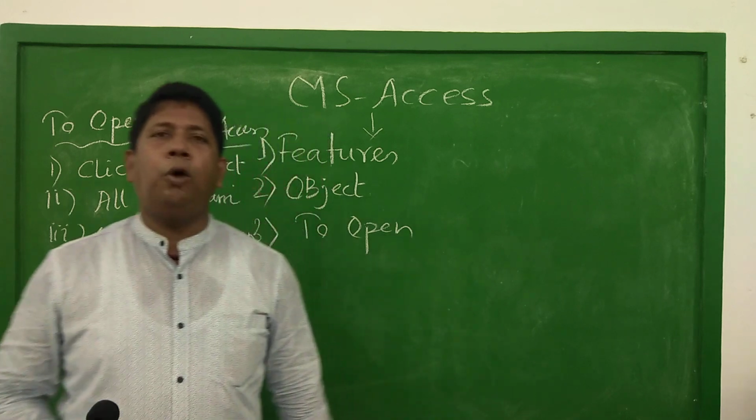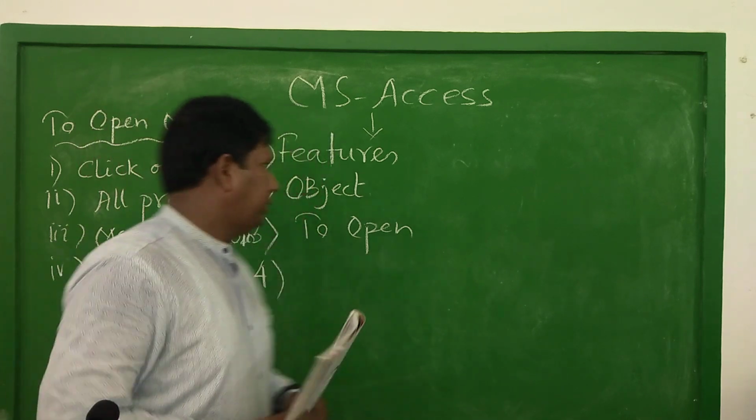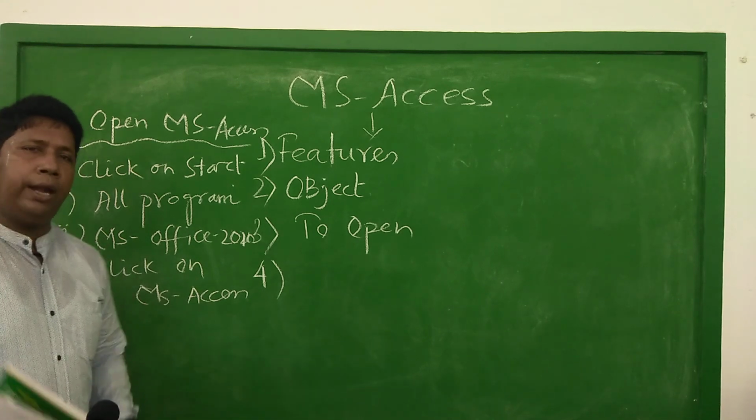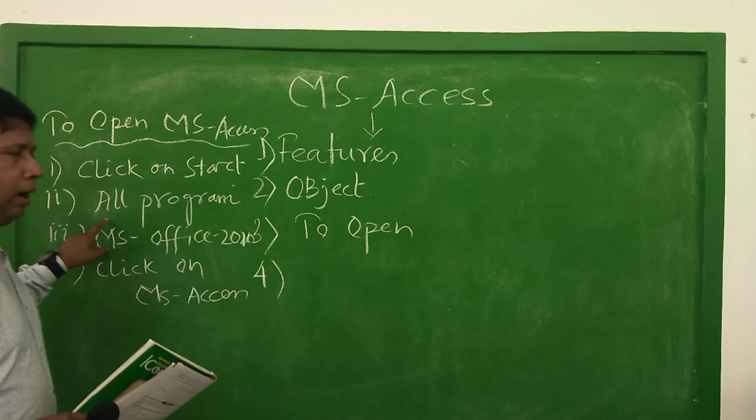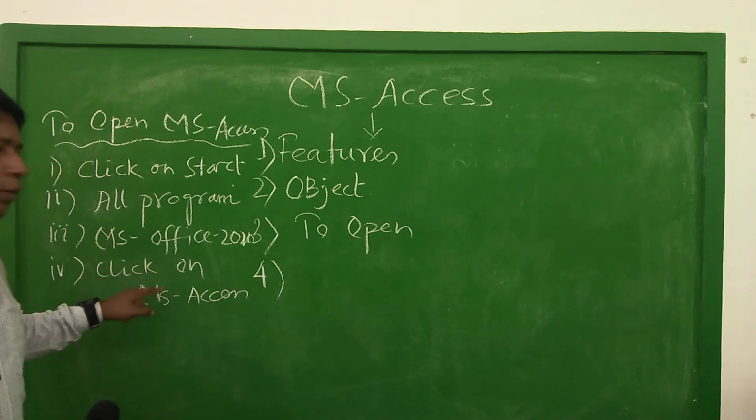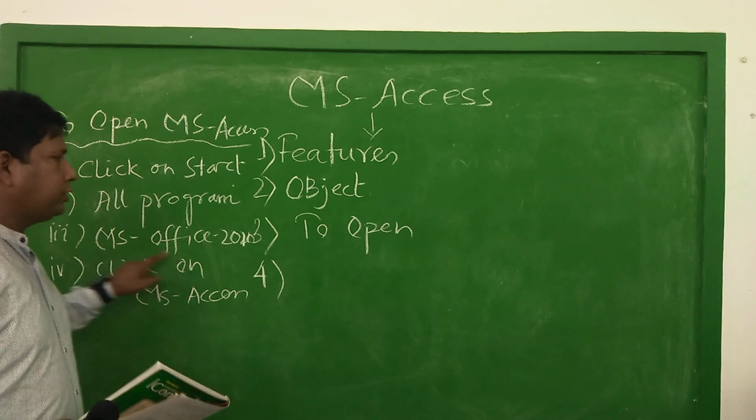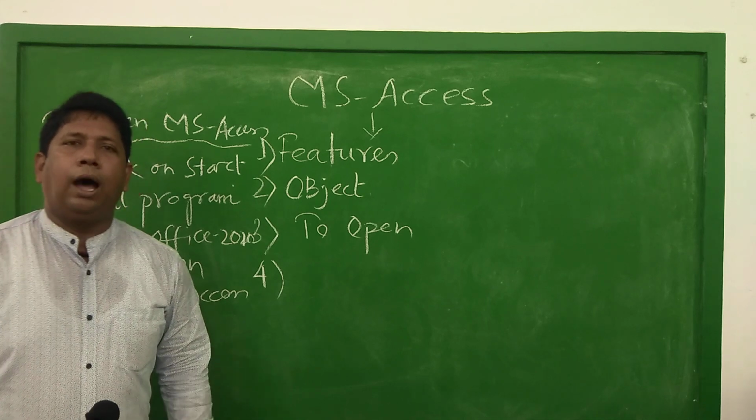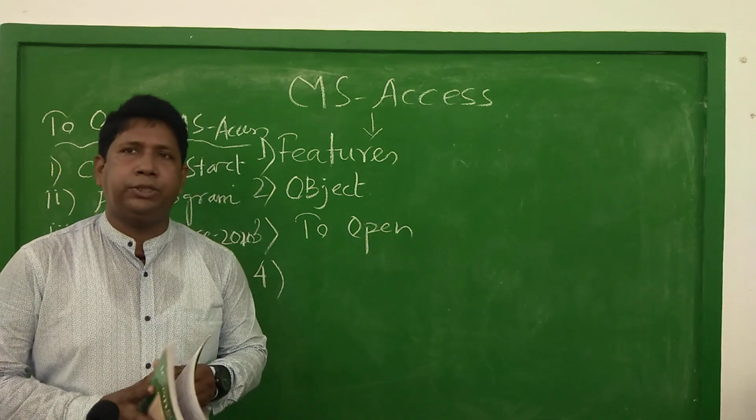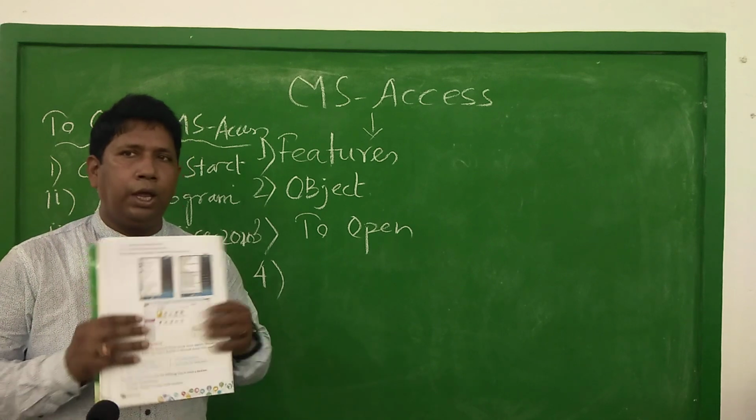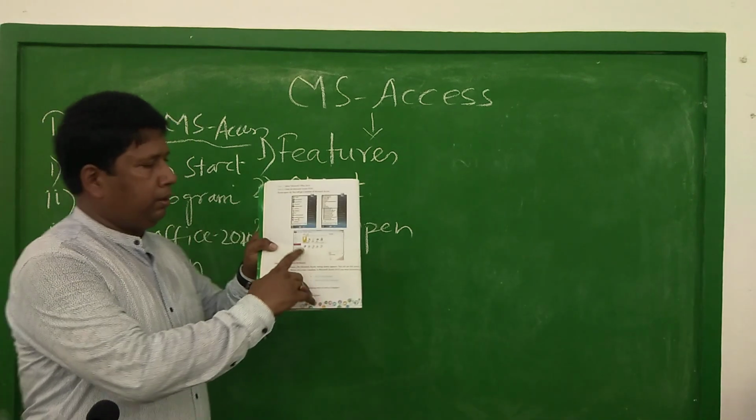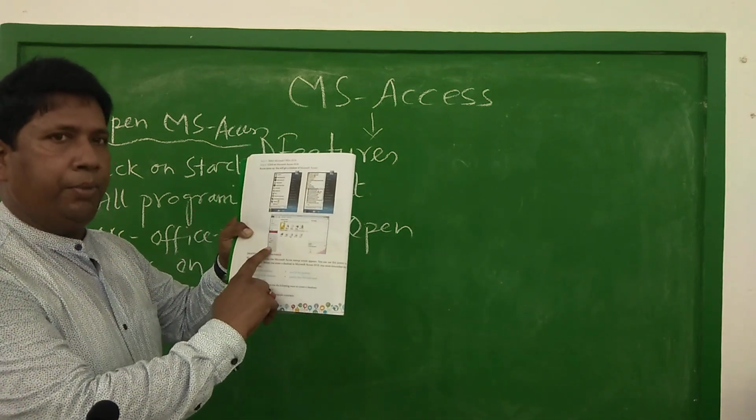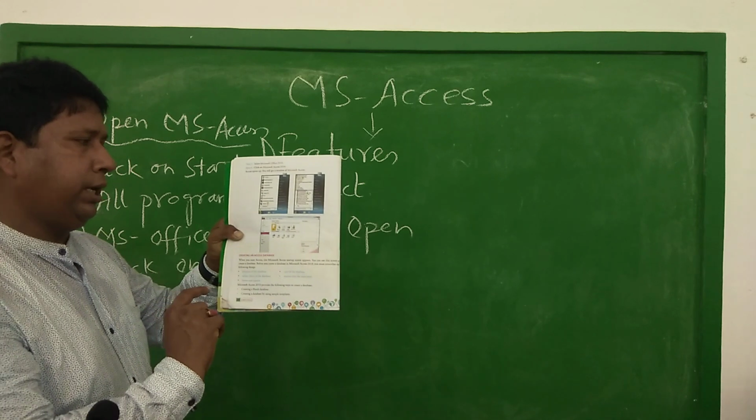Now how to open MS Access for working. Just see, if you want to open MS Access, you just click on Start, All Programs, and a pop-up menu will appear. From there you can choose MS Office 2010 and then click on MS Access. After opening MS Access, we can find this type of view on your computer screen. Just see carefully. This is the view which is available on your computer screen after clicking on MS Access 2010.